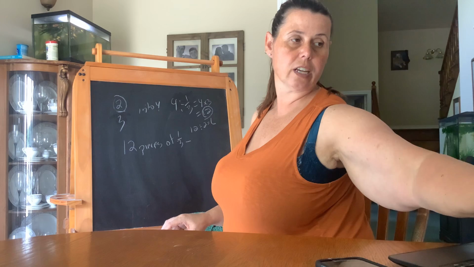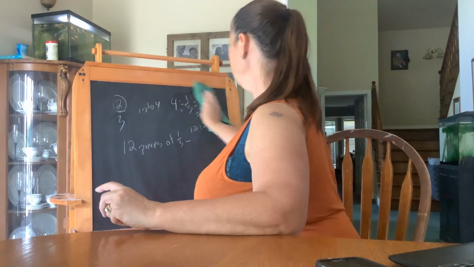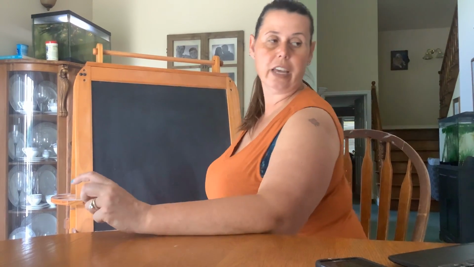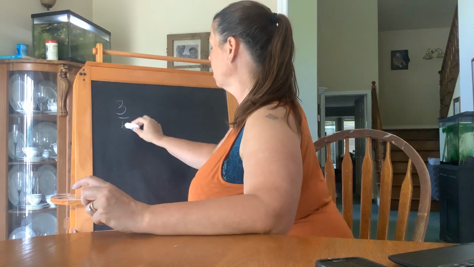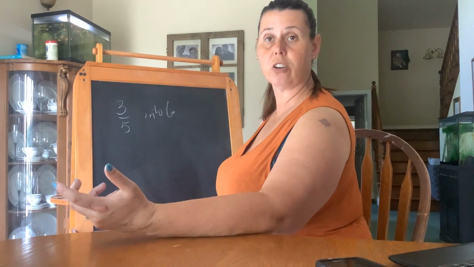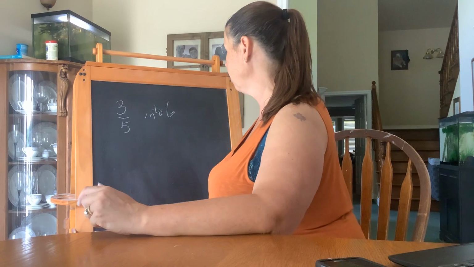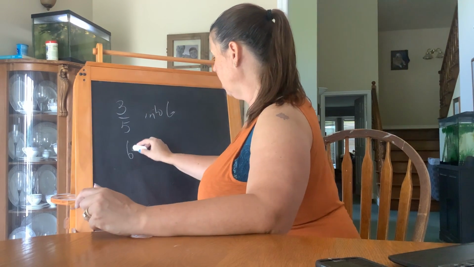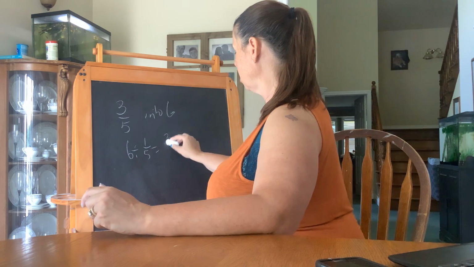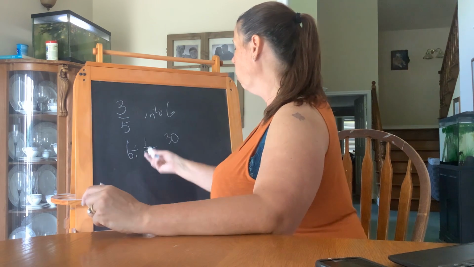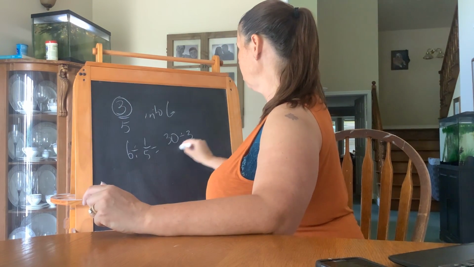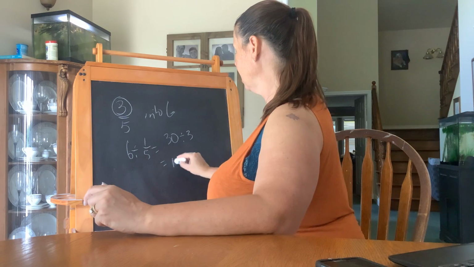Okay, let's try the next one. How many pieces of length 3/5 fit into 6? Okay, we got to start out with 1/5, right? So 6 divided by 1/5, 6 times 5 is 30, right? So 1/5 is 30, but we need 3/5, so we have to divide by 3. So 30 divided by 3 is 10.